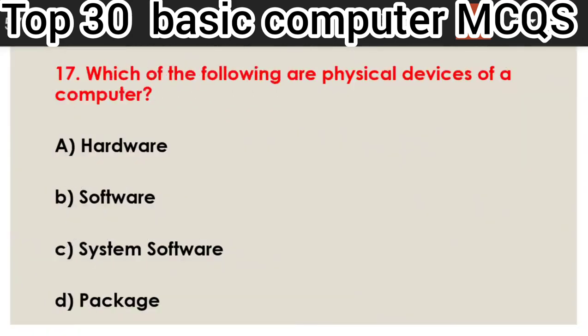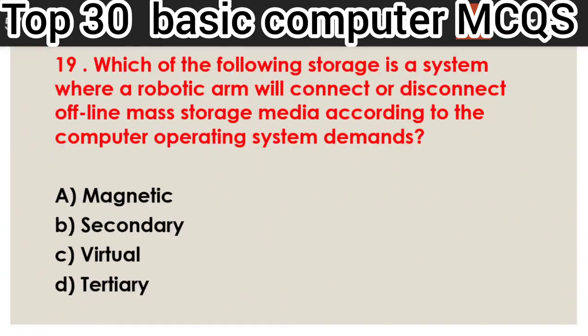Which of the following are physical devices of a computer? A. Hardware. B. Software. C. System software. D. Package. Correct option is A. Hardware. Which of the following storage is a system where a robotic arm will connect or disconnect offline mass storage media according to computer operating demands? A. Magnetic. B. Secondary. C. Virtual. D. Tertiary. Correct option is D. Tertiary.